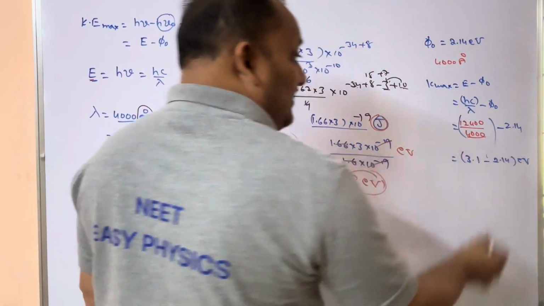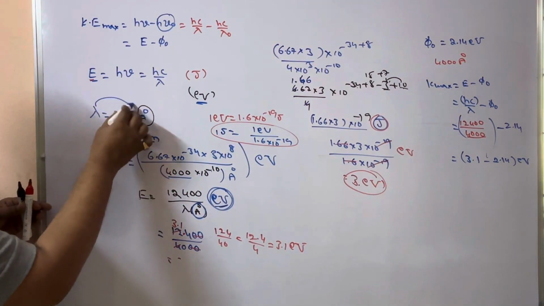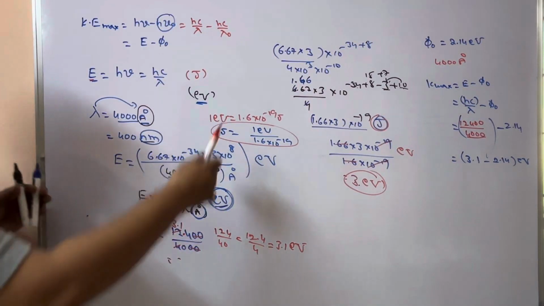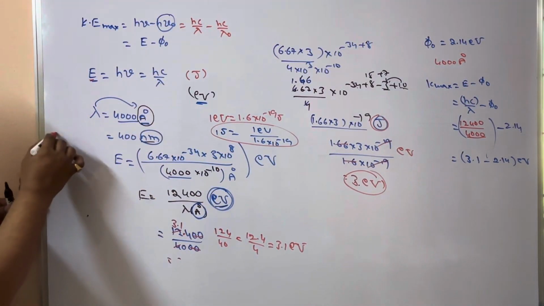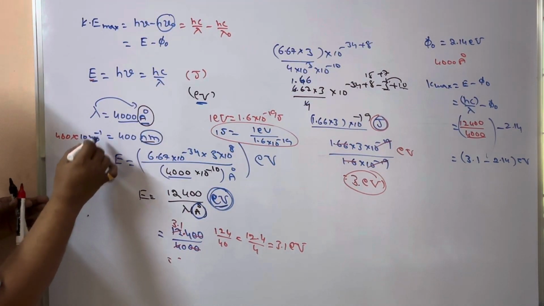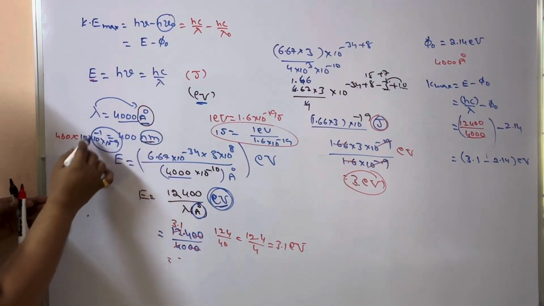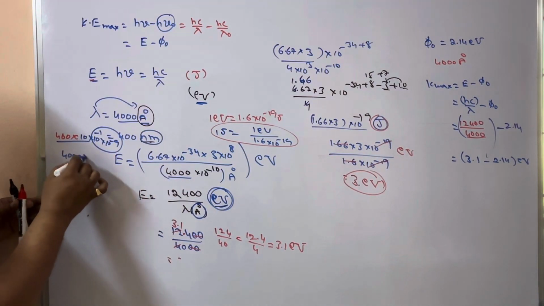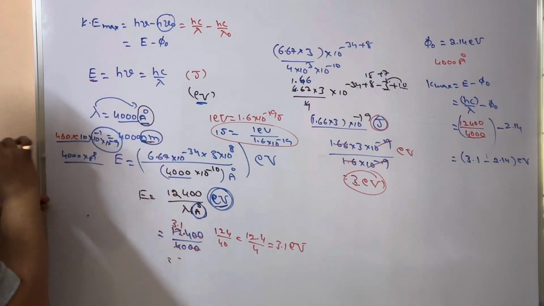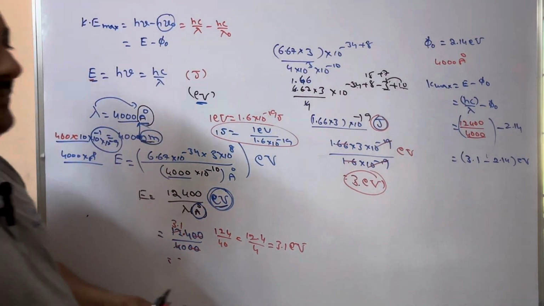So don't forget that you should write the 4000 wavelength in angstroms. If they give nanometers, you should convert into angstroms. How do you convert? 400 into 10 power minus 9 for nanometers, and angstrom is 10 power minus 10. So 4000 angstroms. If they give nanometers, if you add one zero, it is going to become angstroms. Like that, if you practice, you will get an idea.